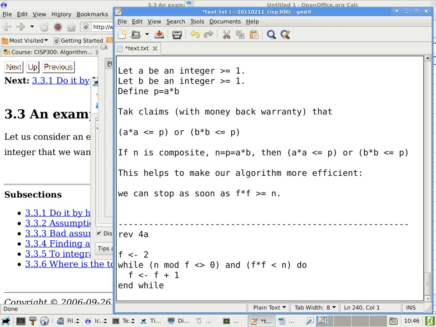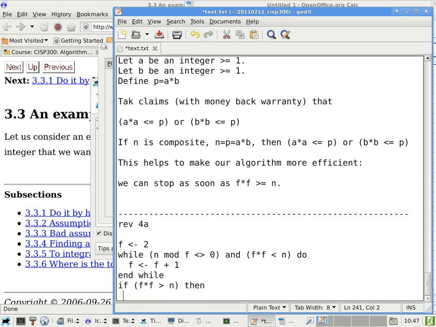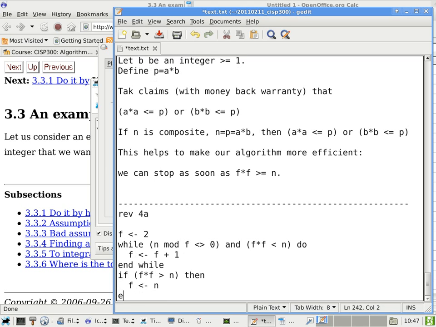But then I have a second problem, because by the time I get out of this loop here, f may not be a factor of n, and yet f is not n itself. So I need a second conditional statement after the loop to take care of that case. So I have to say if f times f is greater than n, then f gets n. Why do I have to do this? Because it needs to pull out the last factor.